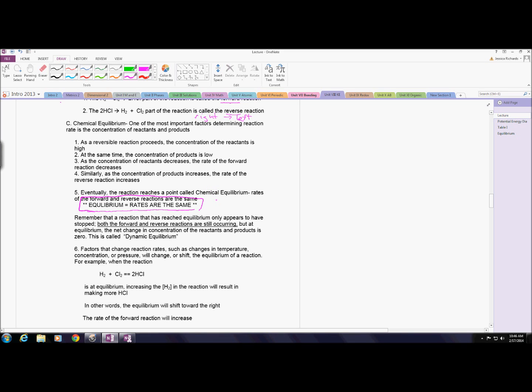Notice it's not amounts. Both reactions continue to happen. So we say that this type of reaction is dynamic because the reaction is still going. When you look at it, it will look like it stopped.